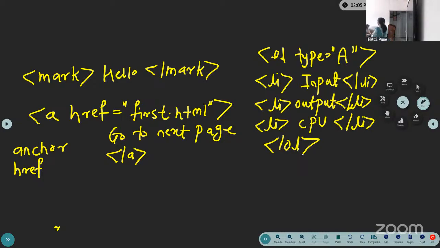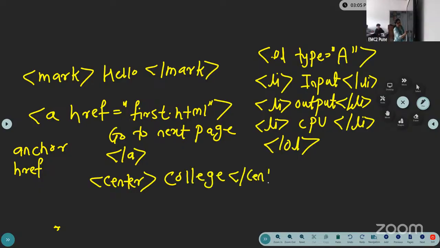Right? And another most important one: if you want to show a paragraph or image at the center of the page, the tag for that is center. The center tag doesn't have any attributes. You can mention only center. And here, if you're writing a heading, for example a college name, close the center tag. So this text will appear at the center of the page.